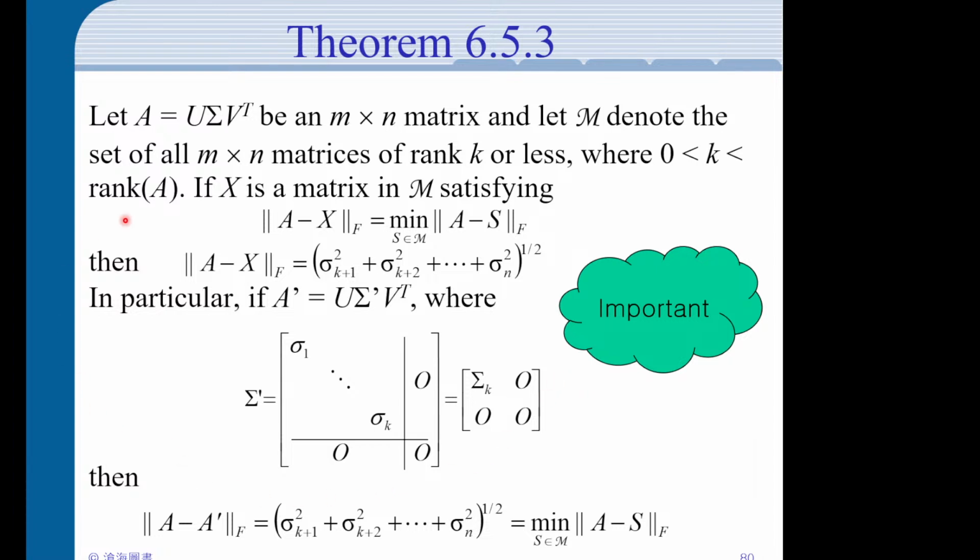Also, this is a very long theorem, but what we want to say is, if you want to find a rank K approximation of A, then the best thing you can do is a singular value decomposition of A, and you just take the first K singular values. That will be the best rank K approximation of A in terms of Frobenius norm. Okay, so it's very nice. So this is rank K.